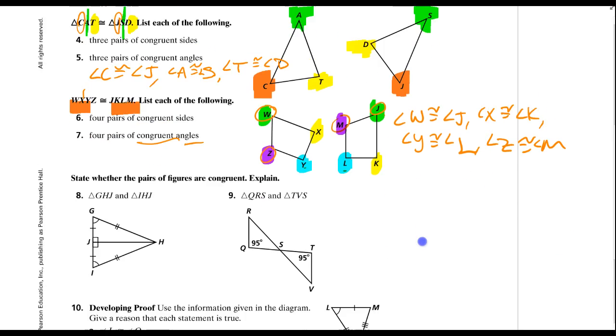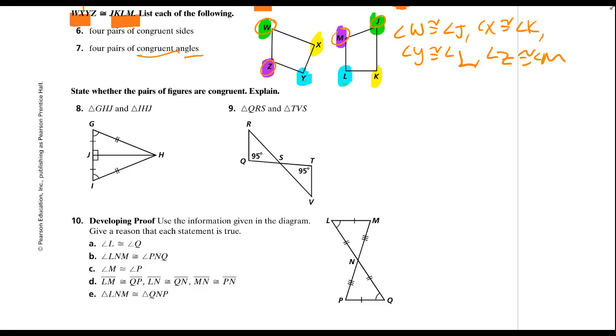Number 8, state whether the pairs of figures are congruent and explain. Well, now, here's what we have to apply. They're showing us from these marks which things go together. So this G, angle G, is congruent to angle I. Now, if the entire triangle is congruent, then wherever the G is in the name, oh look, it's first. The I should be that same relative position for the other triangle. Oh look, it's first. Hey, this could be good.